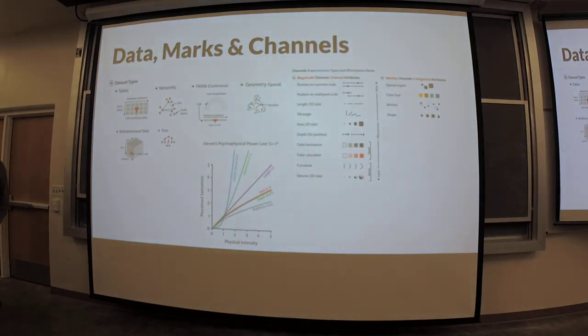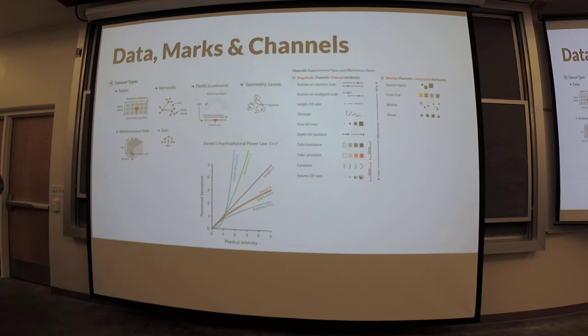Then we moved on to talk about data, and from that to marks and channels. So what are the kinds of data types? We have tables, networks, fields, geometry. And we mostly cover tables and networks here. Fields and geometry are something that you would cover in the visualization of scientific data course if you choose to take it next semester.